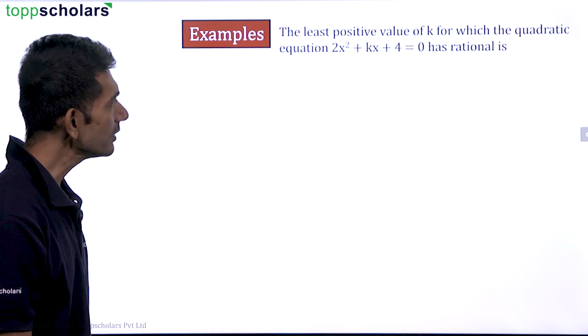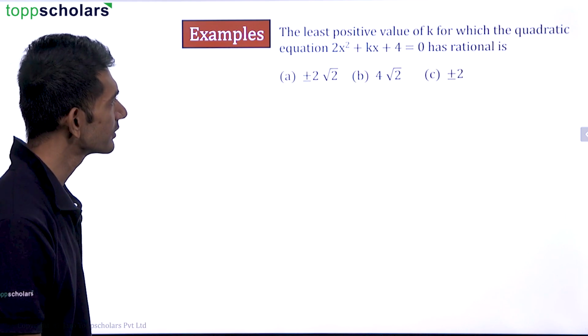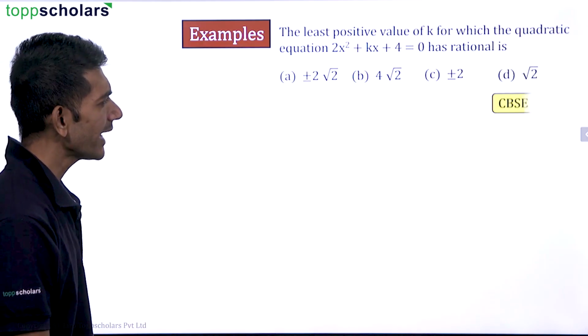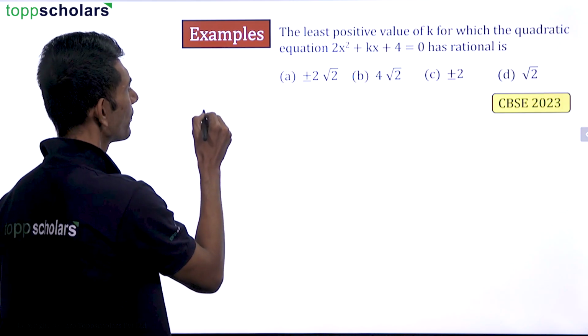Let's have a look at a new question. The least positive value of k for which the quadratic equation has real roots is this. Simple question, an MCQ. All you do is just find out b² − 4ac equal to 0.